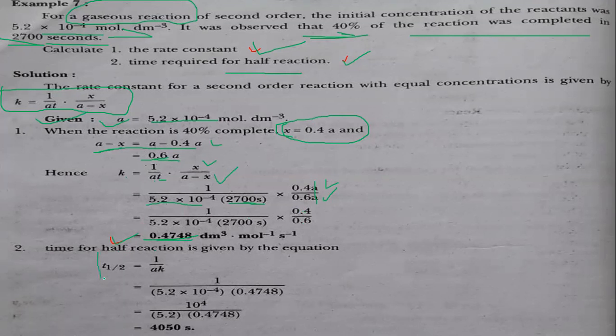We have the equation T1 half is equal to 1 upon AK. We have the value of A as 5.2 into 10 raised to minus 4, and this is the value of K, 0.4748. Solving this equation, the time required to complete half of the reaction is 4050 seconds. Right? This is our second order reaction. These are the examples for second order reaction.